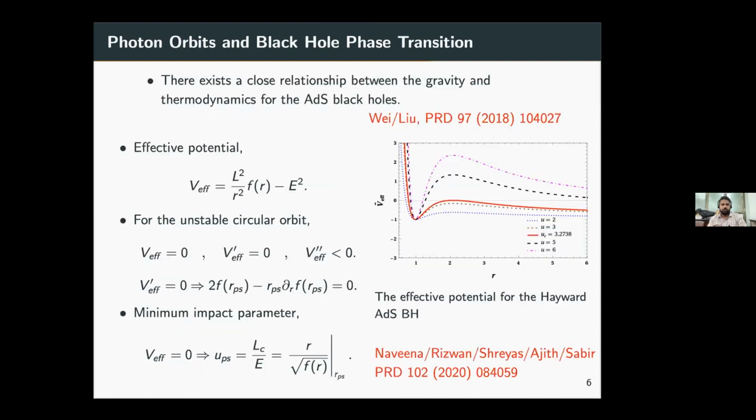Recently, it has been reported that there exists a close connection between gravity and thermodynamics for AdS black holes, which is seen through the photon orbit study. A photon orbit is defined by these conditions, where the first derivative of the effective potential is equal to 0 and the second derivative is less than 0. For other cases, if the impact parameter is greater than that, the incoming photon will be scattered, and if it is less than that, it will be absorbed. Only if this particular condition is satisfied does it form an unstable circular orbit.